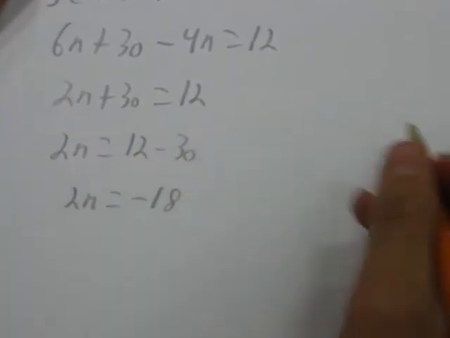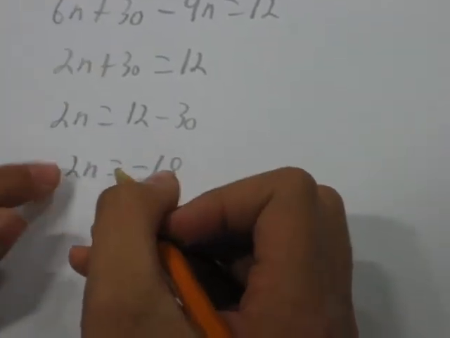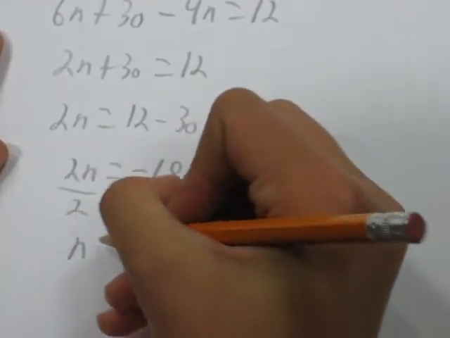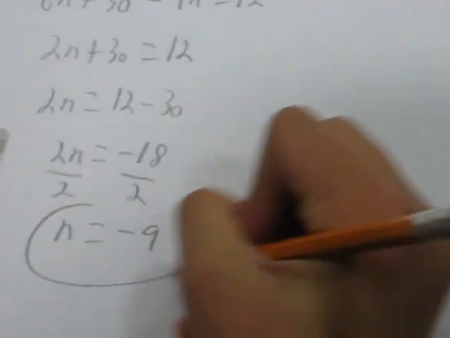And we have to do the thing where we divide it by itself. So divided by 2, divided by 2, n equals -9.